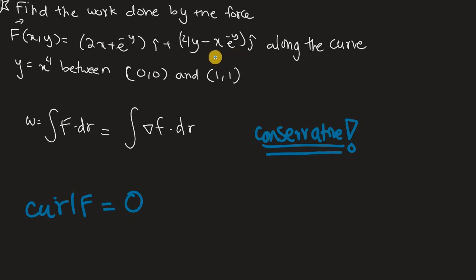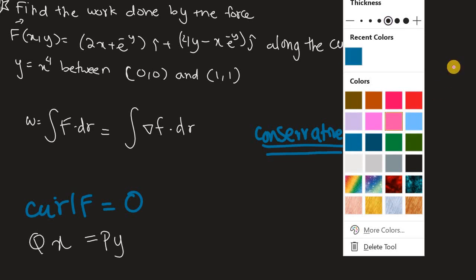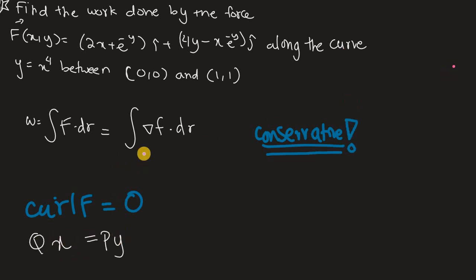In here we are finding a 2 variable function, right? I and j, there's no k hat. So for this we need to show that Q sub x is equal to P sub y. If you have not been following my Cal 3 playlist, then you might be confused about what is Q sub x and P sub y, right? If you're new here, then let me explain real quick what Q sub x and P sub y are.